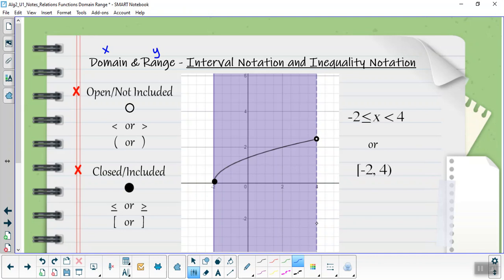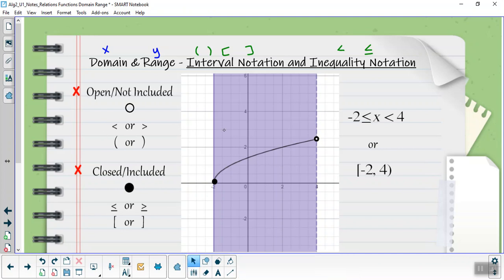And there are two notations that you're going to use. One is called interval notation, and that's when we're going to be using parentheses and brackets. The other is inequality notation, which is where you're mainly going to be using either a less than or a less than or equal to symbol.